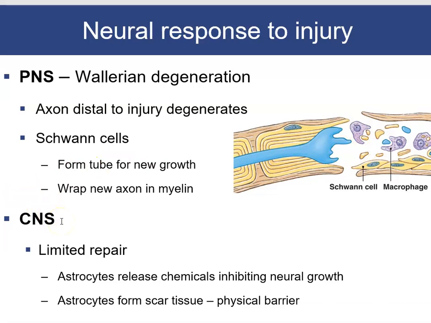In the central nervous system, there is a much more limited ability to repair. The astrocytes release chemicals that will inhibit the growth of the damaged neuron. And astrocytes also form scar tissue that act as a physical barrier. So even if the neuron did sprout a bud, it would be very difficult for it to grow. Plus, the oligodendrocytes do not form a tube. So there's no path for that growing neuron to follow.